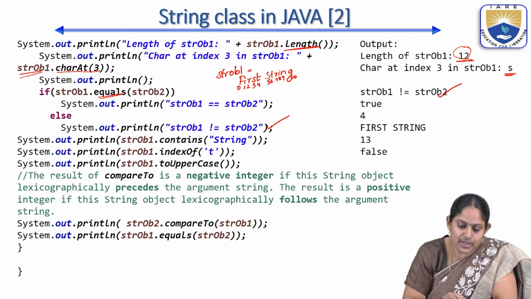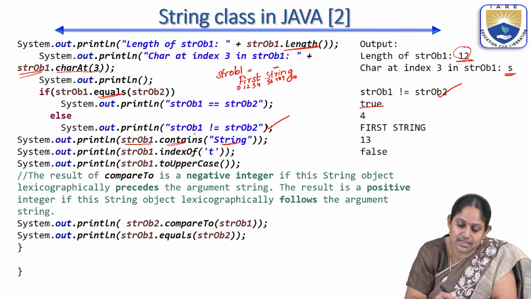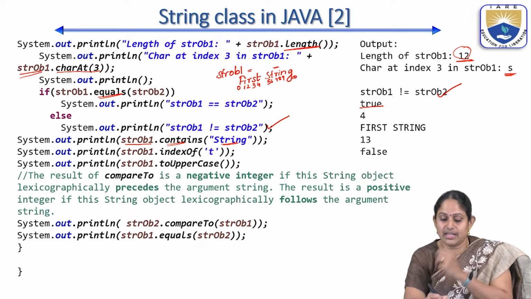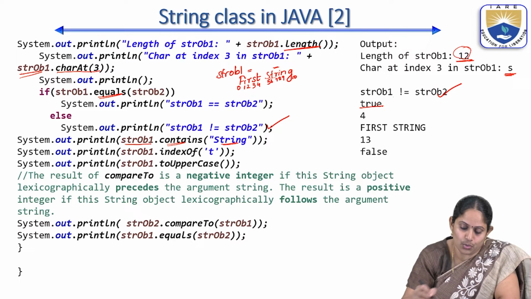Next, it is checking whether that object contains some string. strOb1 contains the string, hence it will return true. So it is checking whether strOb1 contains a substring, string. Here from index 5 onwards, it is storing string. So it will display true.